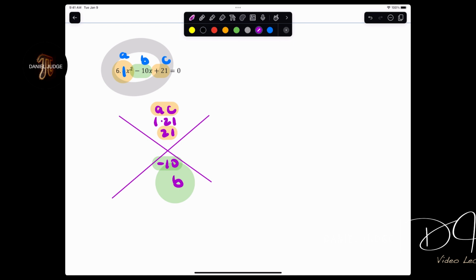So let's write some of this down. The product is 21. Sum is -10. Okay. So we're in that situation again where let's think about this.